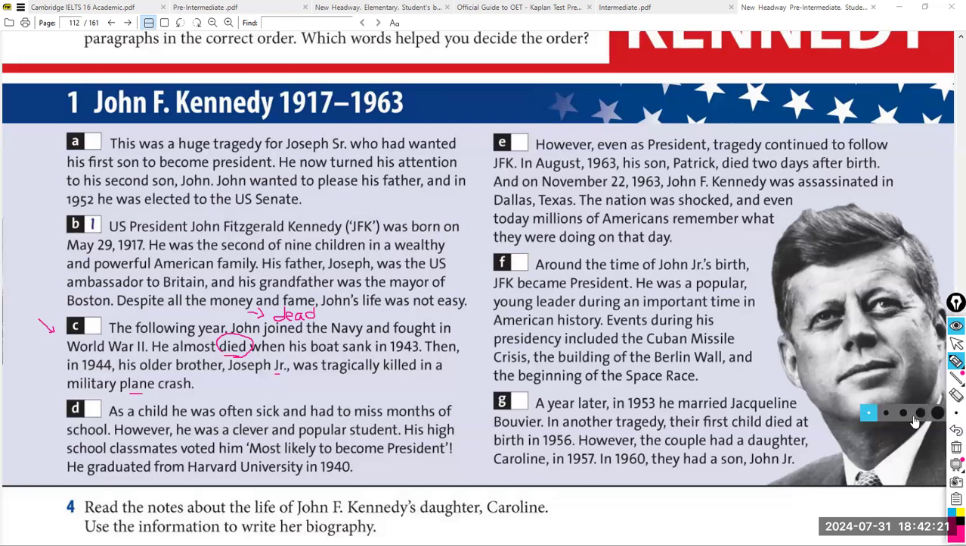Can you see it? Dead. Yeah, this is dead, and this is an adjective. But this is a verb. This is died. Okay, died. Died, guys, is the past of die. Okay? So he almost died when his boat sank.